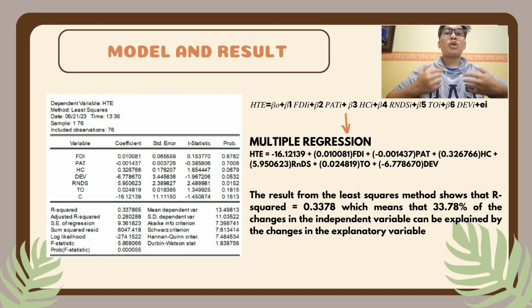Next, for our model, we have generated a linear form model as shown in the slide. As for our initial expectation, we expect that the coefficients for beta 1, beta 2, beta 3, beta 4, and beta 5 are positive, while beta 6 is expected to negatively affect the dependent variable.